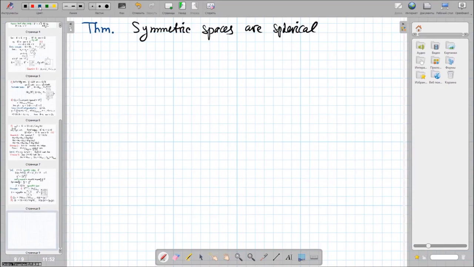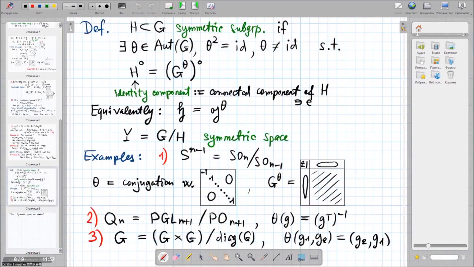Professor, yes, the involution theta is required to be the automorphism of an algebraic group, right? Exactly. So let me write down explicitly that theta is an algebraic group automorphism.